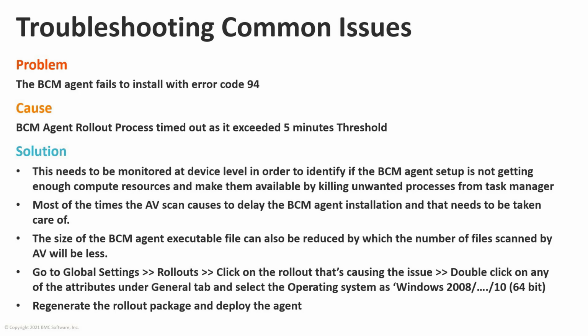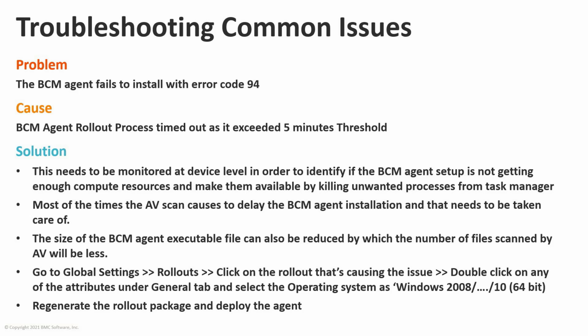Now, if the rollout is created by selecting the operating system as Windows all architectures, the size of the executable file is almost double. So one alternative is that the operating system can be well defined if the rollout is to be installed on 64-bit devices.